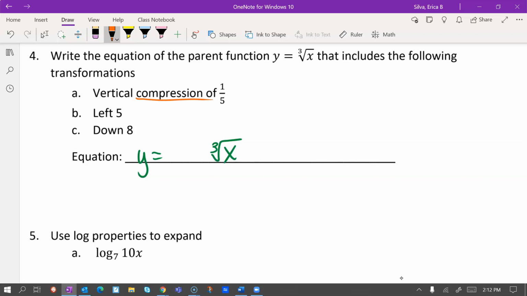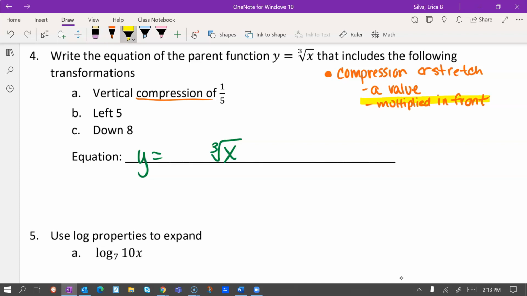Now, when we have a compression or a stretch, it is your A value. That A value is being multiplied in the front. So this vertical compression of 1/5, we're going to put it in the front, multiplying to the equation.